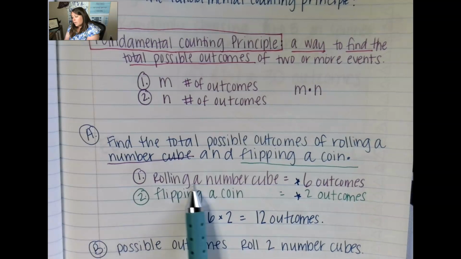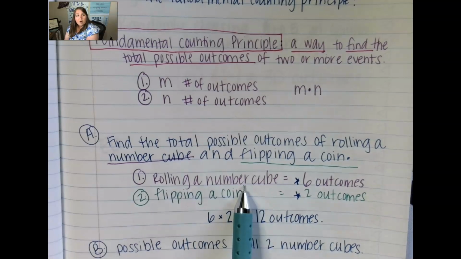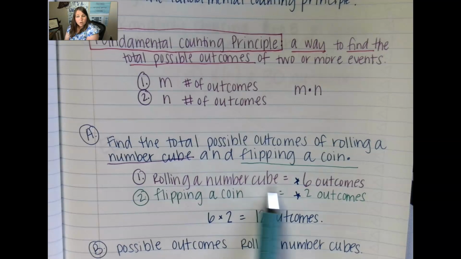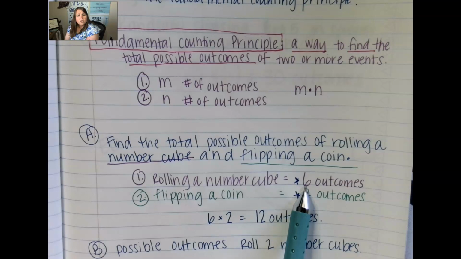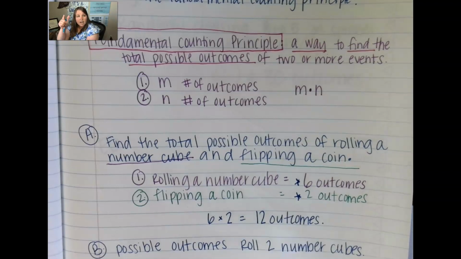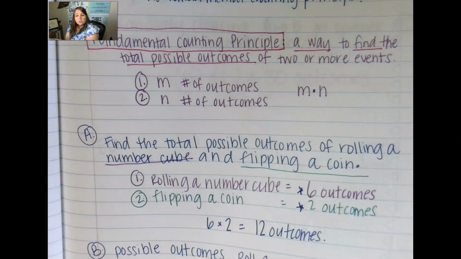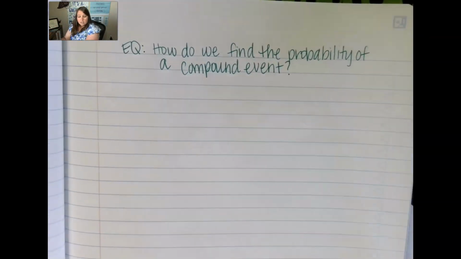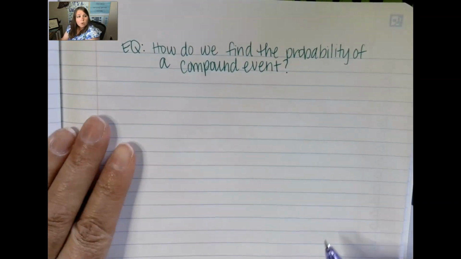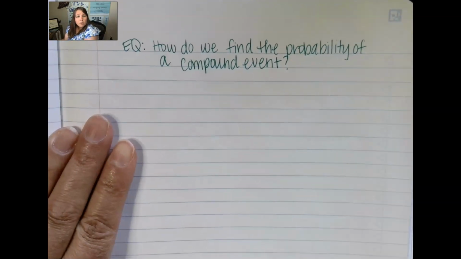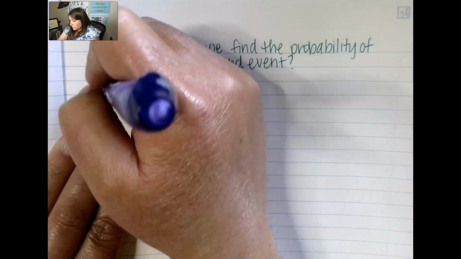Maybe it said rolling a number cube that is the options of 4 or more. Well, you're not going to only have 6 outcomes in that situation. You would only have 3 outcomes, because 4, 5, and 6 would be your only options. We call that a compound event. So a compound event consists of 2 or more events with possible outcomes.